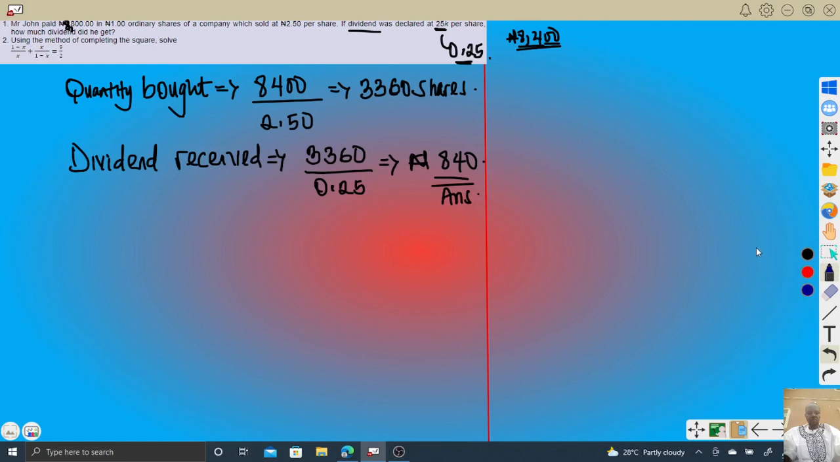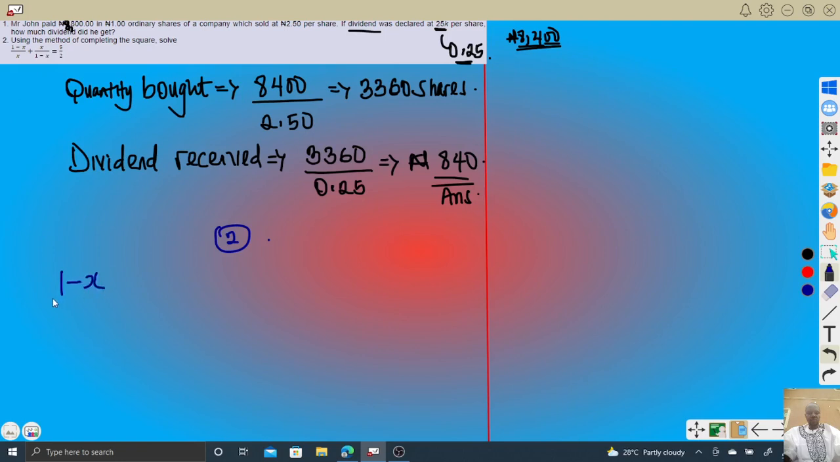So the second question. The second question says, using the method of completing the square, solve (1 minus x)/x plus x/(1 minus x) equals 5 over 2. I think the first thing we need to do here is just to make it a quadratic equation. Let's do it together.